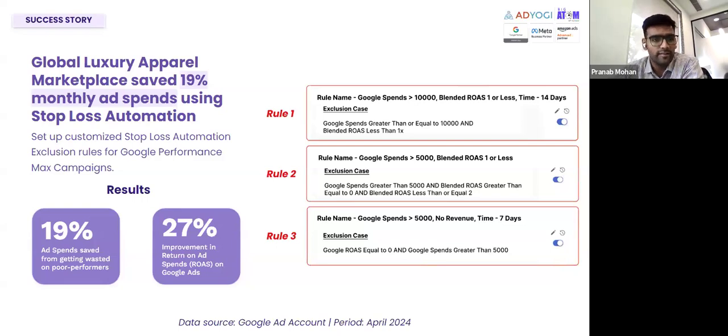So you can set up customized stop loss conditions on top of your metrics and attributes. So let's say as on this slide, you can pick up a specific category, or let's say if you're changing a season, or let's say if it's a festivity season, and you do not want your non-performing products to be part of the catalog, you can select those attributes and metrics, and then accordingly set up a stop loss condition. Now, for that specific brand, we were able to save 19% of ad spends from going into poor performers. And at the same time, we saw an incremental 27% upliftment of your ROAS on Google Ads.